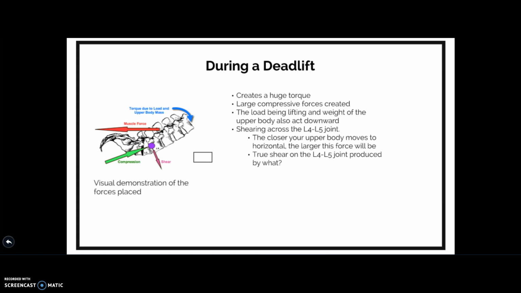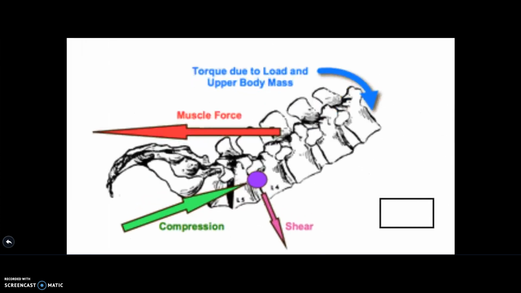This is a visual of the forces placed on the lower spine during the deadlift. The figure shows the line of action of the muscles, and a component of this force acts to counteract the shear force. Muscles are what create torque on our limbs.